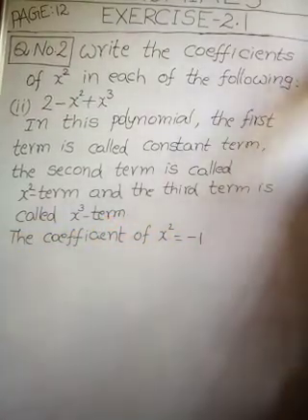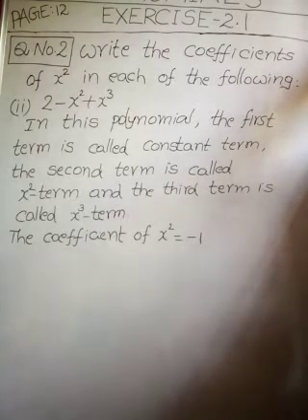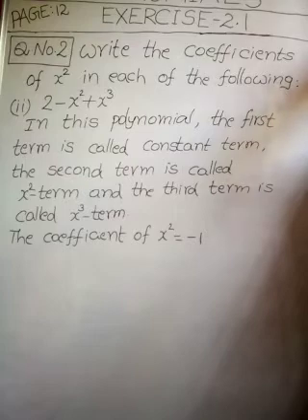Now come to the actual question. What is the actual question? We have to write the coefficient of x square. Previously, I told you to find the coefficient of a term we have to identify the number, the numerical coefficient which is written just before the variable.